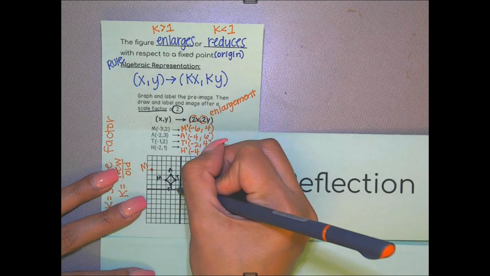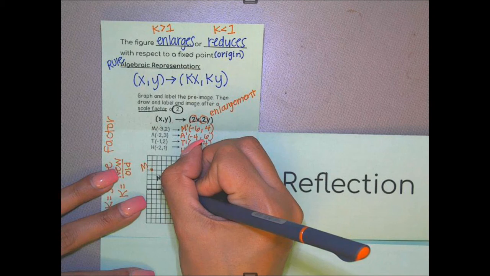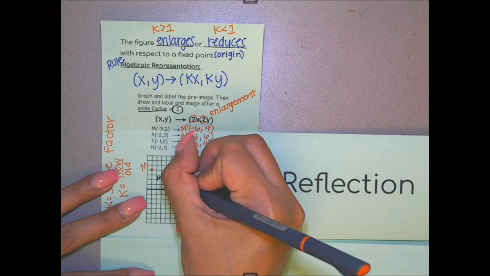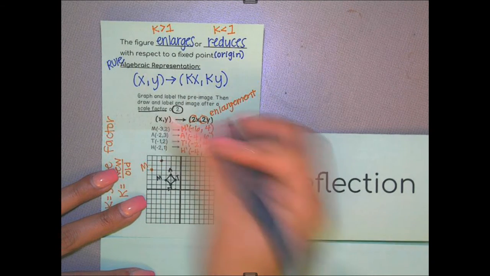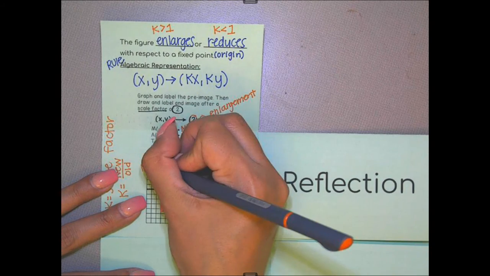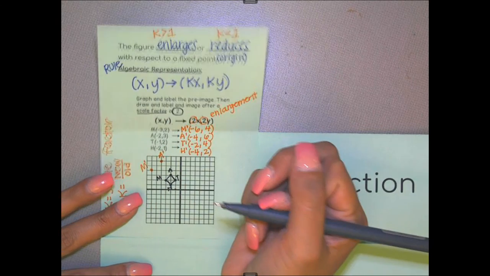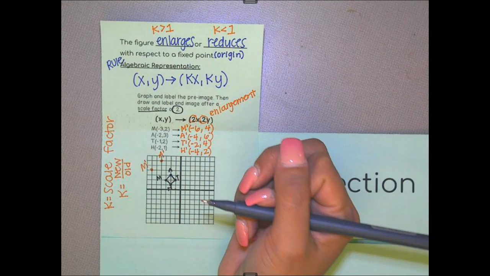A is at negative 4, 1, 2, 3, 4. Negative 6, 1, 2, 3, 4, 5, 6. And these are my primes, so when we label them, don't forget to put that apostrophe there. That tells me that's my new shape.